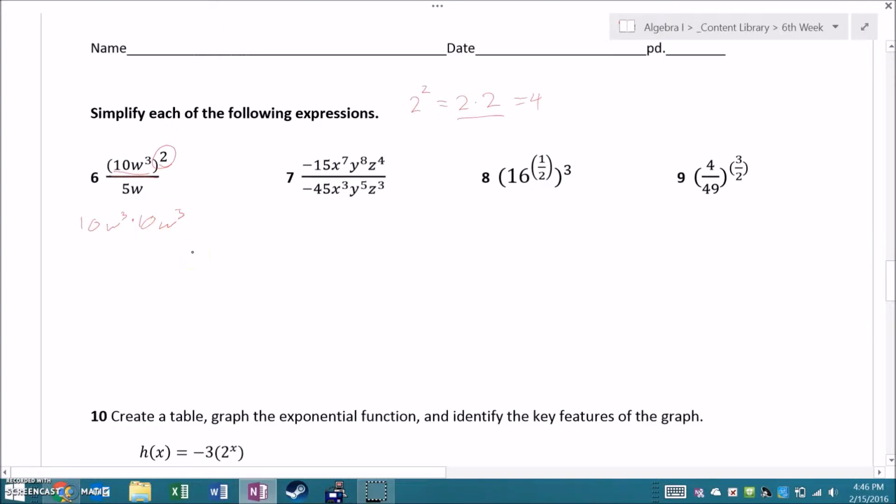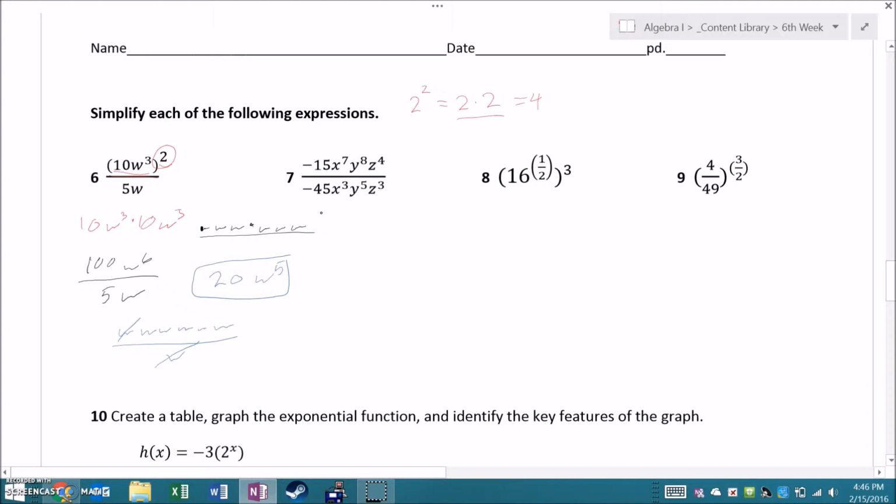Now, multiplying those two things together, 10 times 10 is going to be 100. And what's happening here is we have 3 W's times 3 more W's. So that means that there's a total of 6 W's being multiplied together. Taking that, now we have our fraction here. Now at this point, it's going to be division. So 100 divided by 5 is 20. There are 6 W's in the top part of the fraction, and I'm dividing by a single W. So dividing, I can eliminate 1, and what's left over are 5 of them. Okay, so for number 6, that would be your final answer.